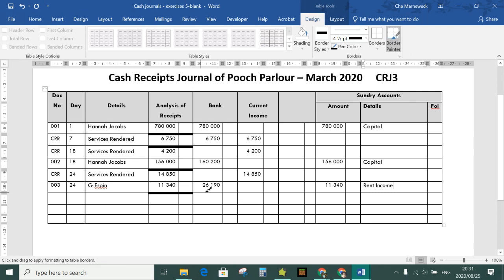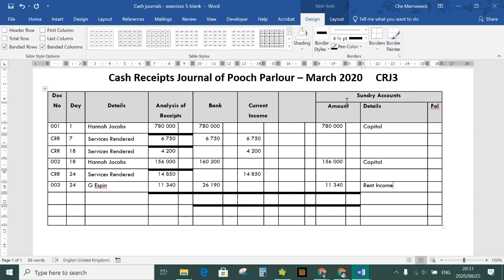End of the month now. So you get out your ruler. We are totaling from bank to sundry, from bank to sundry. So we're going to add all those values down. So 780,000 plus 6,750 plus 160,200 plus 26,190, and that should give us an amount of 973,140.